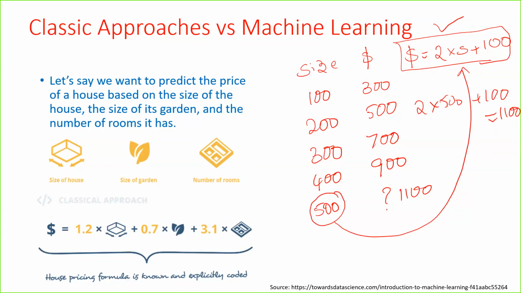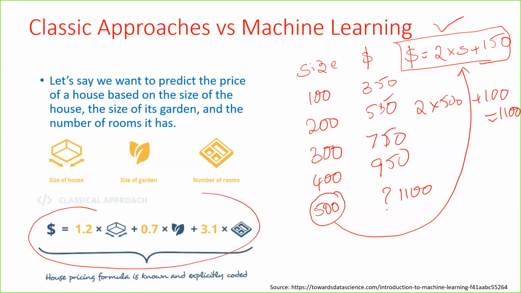It can be automatically learned from the given data. Suppose the data changes here, suppose I give 350 here, 550 here, and 750 here, then the relation will change. Am I right? The relation will be 2 times the size of the house plus 150, right? So there is no point fixing them to certain values as in the case of classic approaches. Am I right?